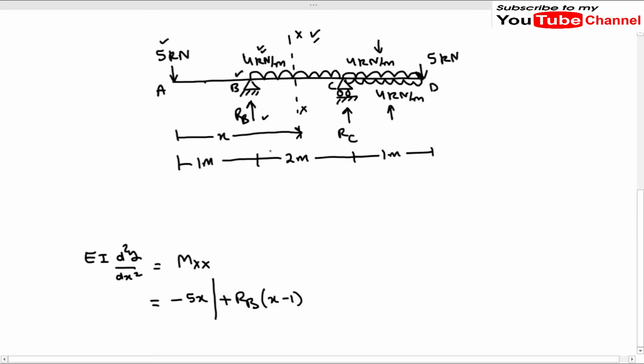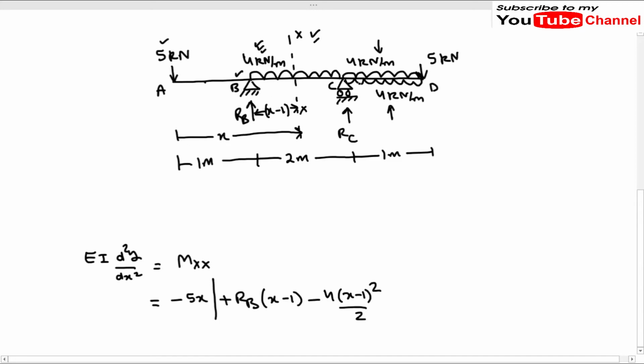Okay, so what is x minus 1? x minus 1 is the distance between this reaction RB and the section XX. We have to take the perpendicular distance between the force and the point at which we are taking the moments. Now the other force which will be creating moment is this UDL. The bending moment due to this UDL will be negative, because it will be causing hogging in the beam. So it will be 4 times x minus 1 whole square by 2. Okay, now this was for the segment BC.